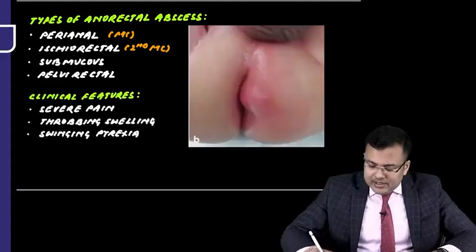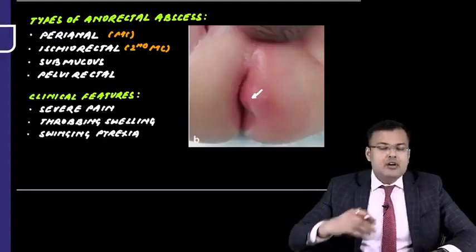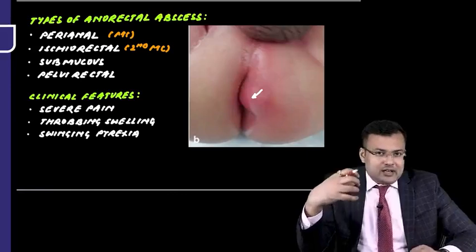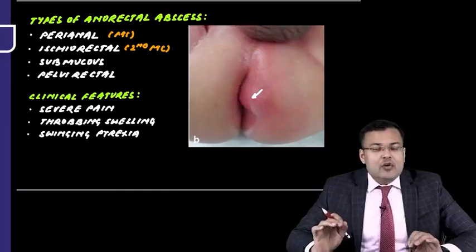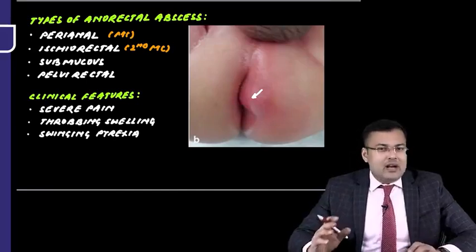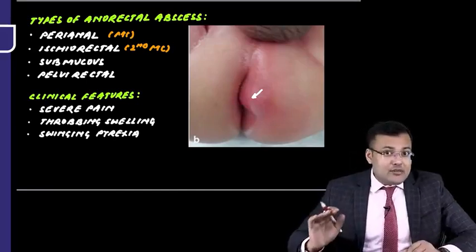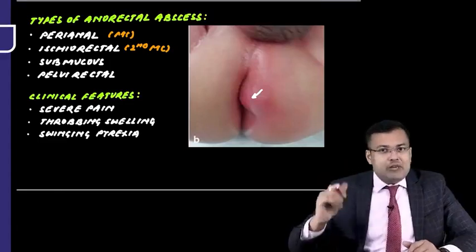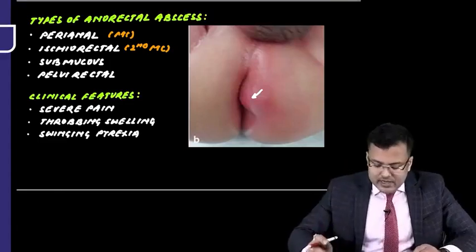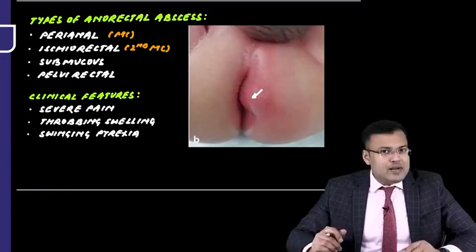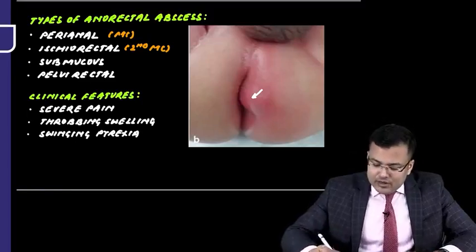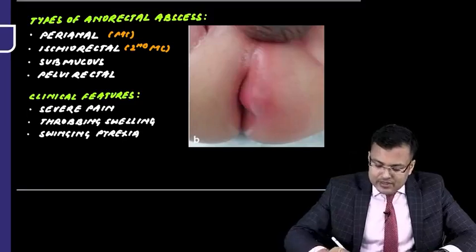Now see the patient. This patient is having pus collection here. So what happens here? The pus is under tension. These patients are having severe pain whenever they develop anorectal abscess. Apart from that, what kind of swelling? There is throbbing swelling and the patient is having swinging pyrexia. So severe pain, throbbing swelling, swinging pyrexia. In this case, what do we have to go for? Obviously, incision and drainage.